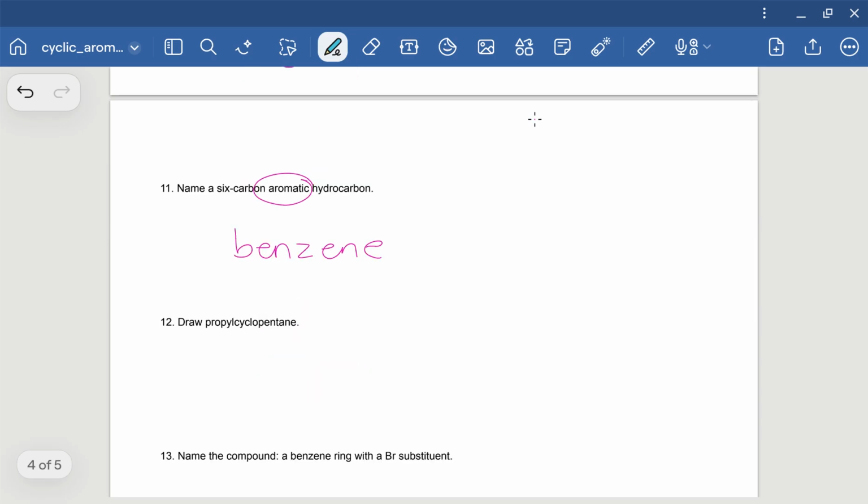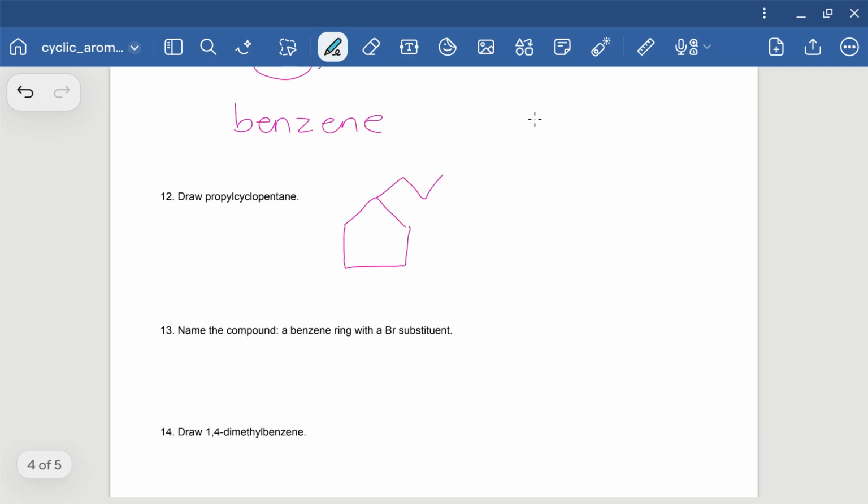Number 12, draw propyl cyclopentane. Pentane means 5. Cyclo means connected, and a propyl group, again, put it wherever you want, but it has to have 3 carbons. Now again, I'm doing all line diagrams, but you can do whatever type of diagram you are comfortable with.